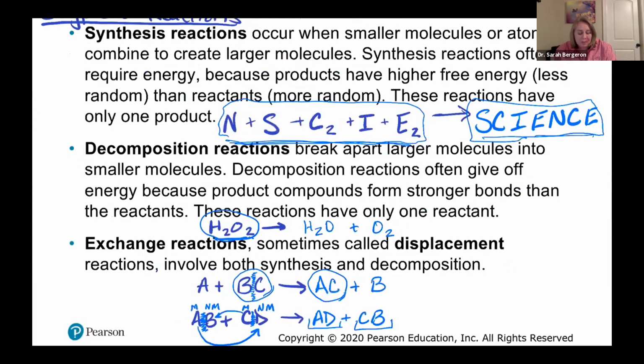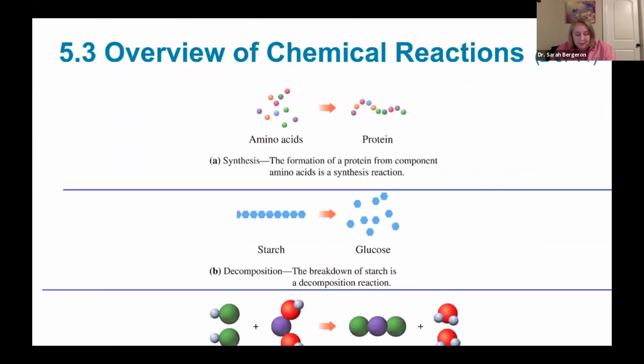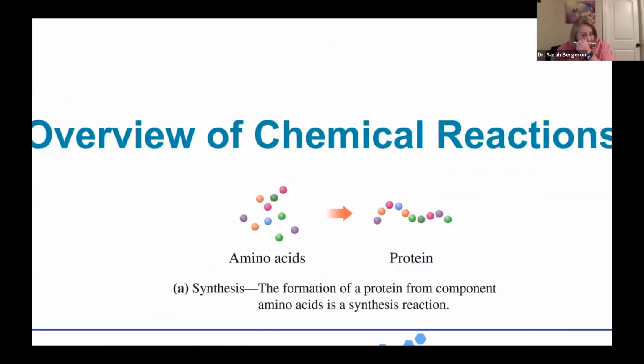So let's look at some examples. Let's start with synthesis. An example of synthesis is protein formation. We have these individual amino acids. And so to make a protein, you've got to get all these amino acids and line them up in the right order and arrange them. So you're taking a lot of small things and going to one big thing. That's a synthesis.